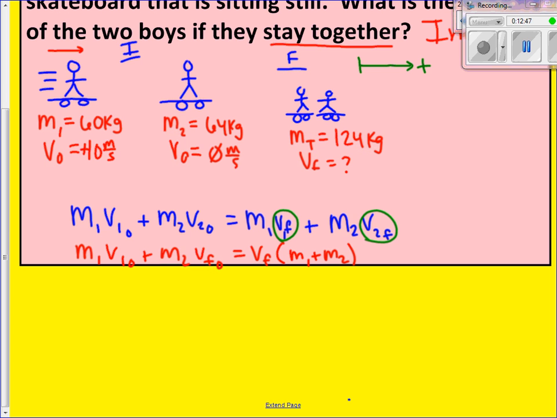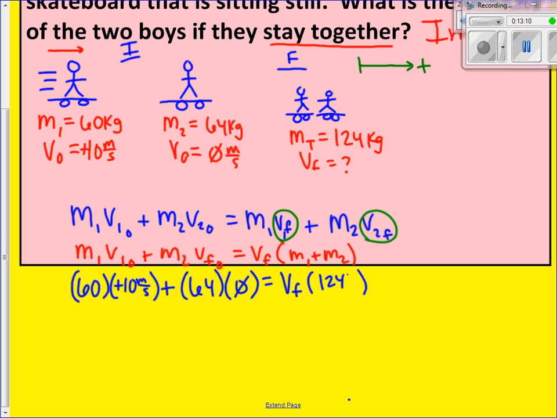Now let's go ahead and plug in my numbers, being very careful that I plug in the appropriate signs. Mass 1 is 60 times the velocity of positive 10 meters per second plus mass 2 of 64 times 0, although it doesn't really matter because it's 0. This is equal to the final velocity times the total mass together, which we know is 124 kilograms.